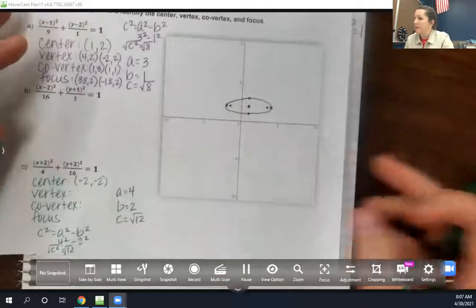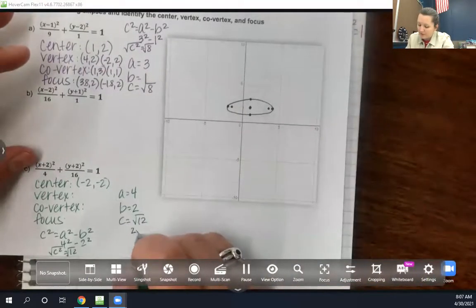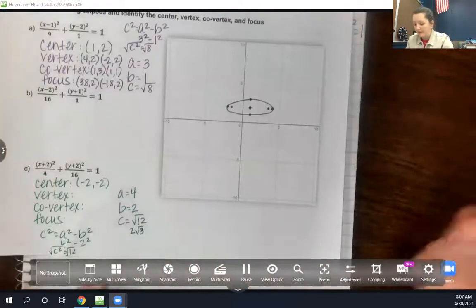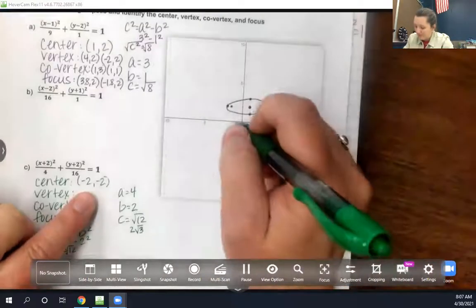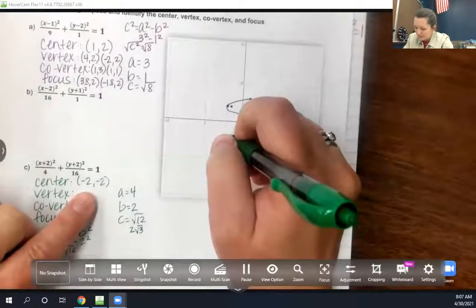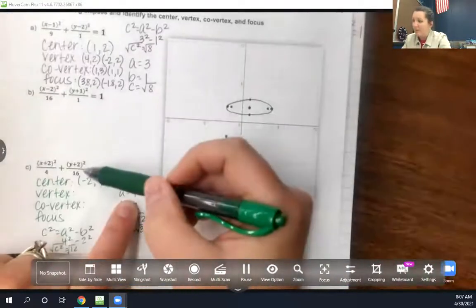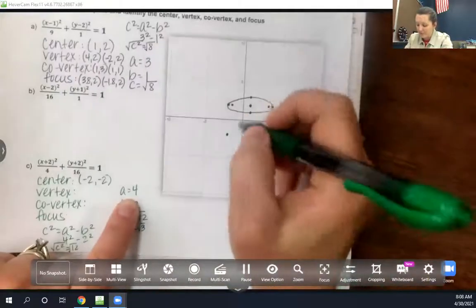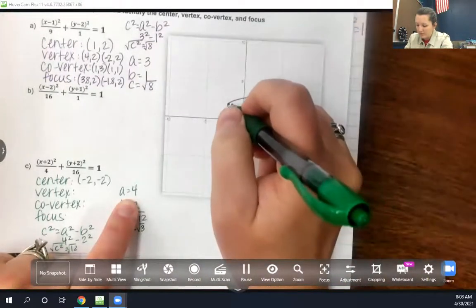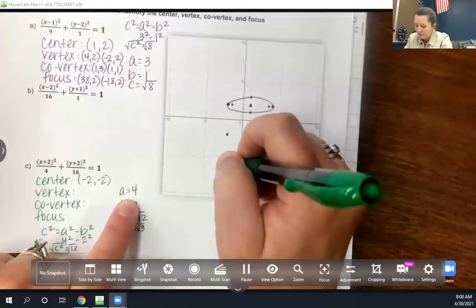All right, so let's see. How about 2 square roots of 3 for C? All right, so let's go ahead and plot our center, negative 2. My vertex, remember, it's under my y, so it's going to be vertical. So I'm going to be counting up, right? 1, 2, 3, 4. Oh, look at that, that's funny. 1, 2, 3, 4, down.